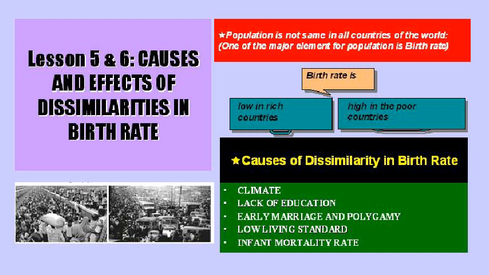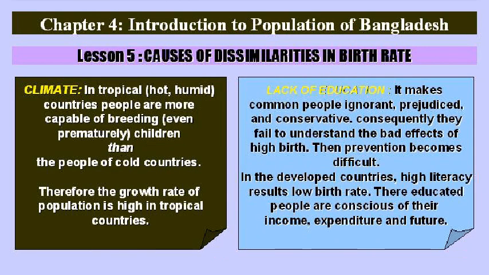Okay, the causes are climate, lack of education, early marriage and polygamy, low living standard, infant mortality rate. These are the causes of dissimilarity in birth rate. At first, we have to know about climate. How can it change? That is, in tropical, that is hot, humid countries, people are more capable of breeding, even prematurely breeding children, than the people of cold countries. Therefore, the growth rate of population is high in tropical countries.